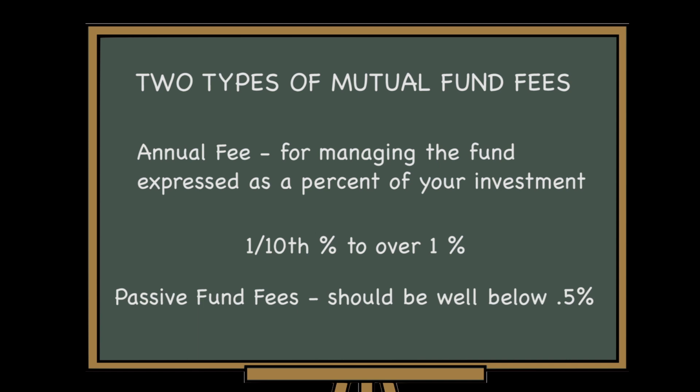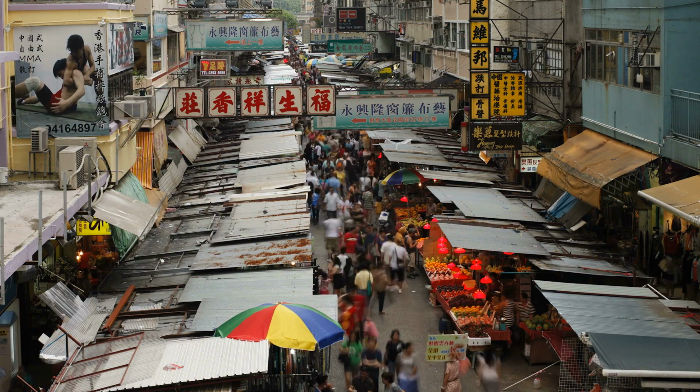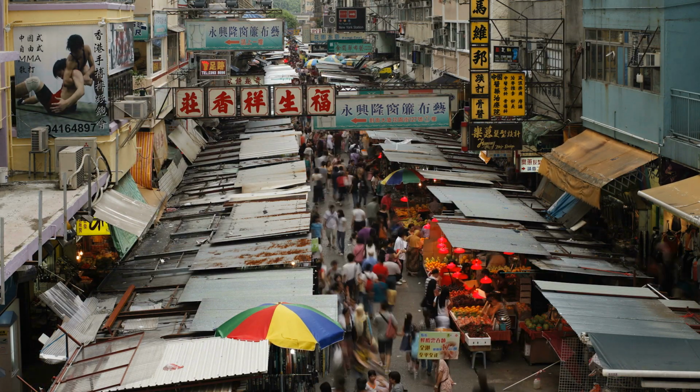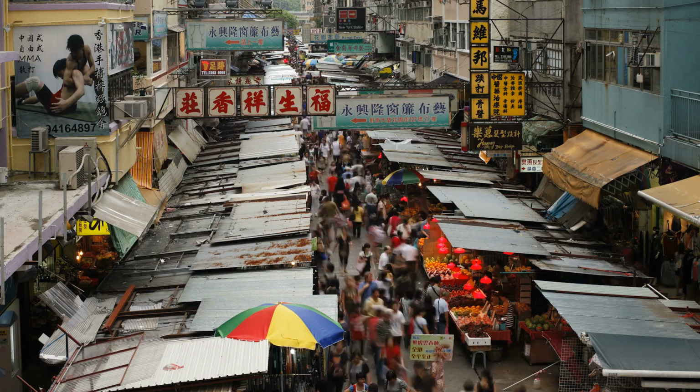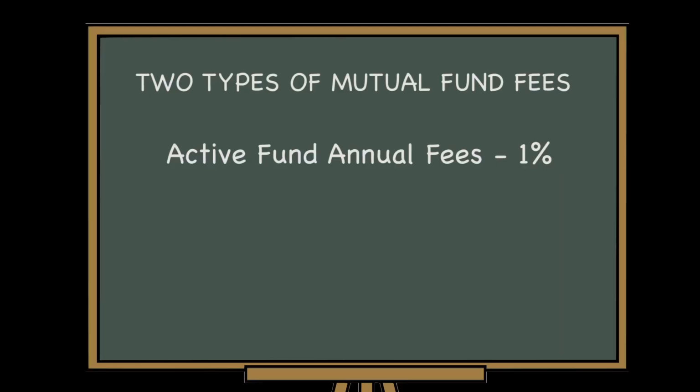Passive funds should generally be well below half of 1%. An exception might be a fund investing in emerging economies due to the difficulty of investing there. Active fund annual fees are often closer to 1%. The key here is to ensure the results warrant the fees.